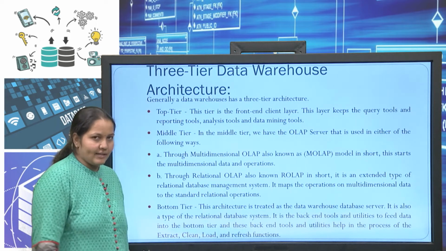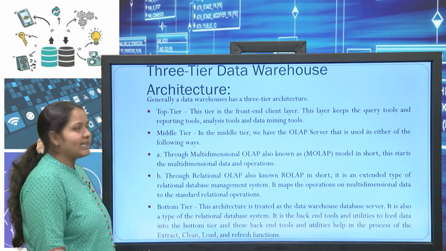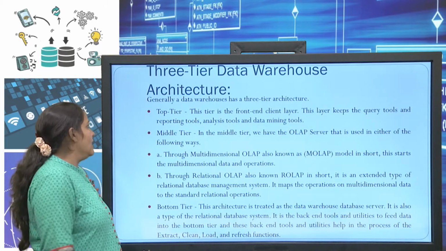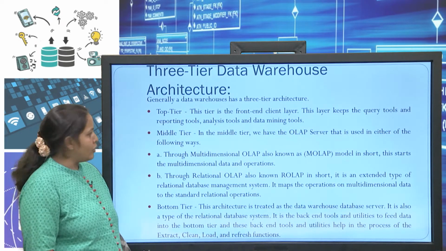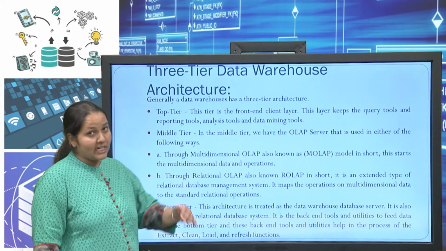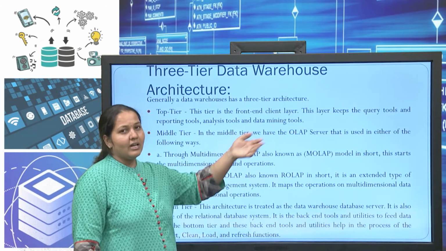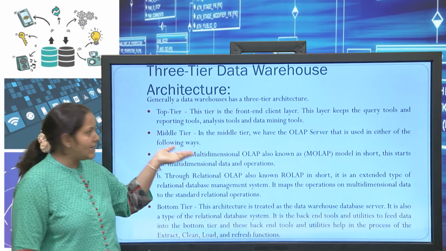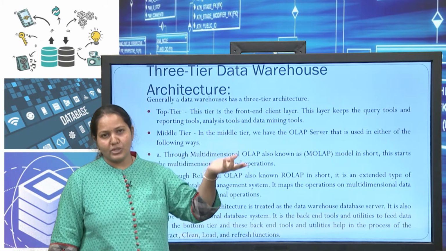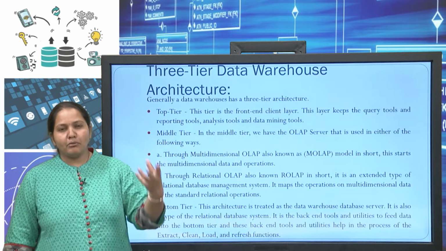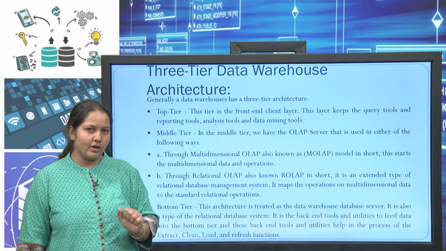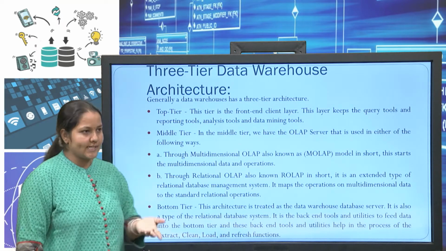Now, the architecture of a data warehouse generally has 3 tiers: top, middle and bottom. What is the responsibility of the top? That is the top tier, the front-end client tier or layer, which has query tools, reporting tools, analytical tools or data mining tools for manipulating the information which you have stored within your data warehouse to make a decision support system.